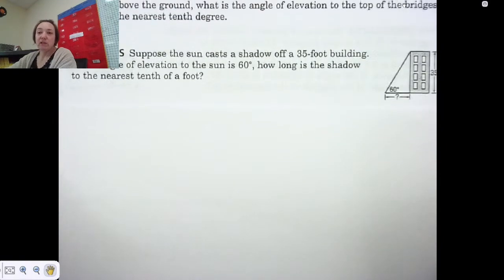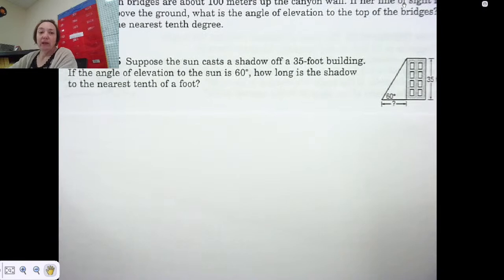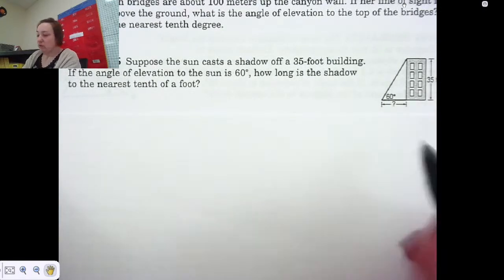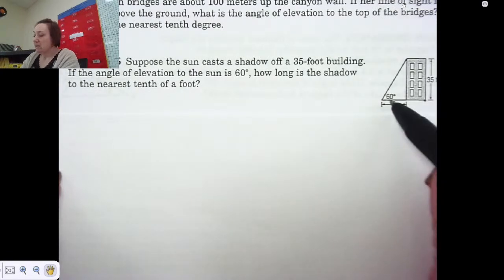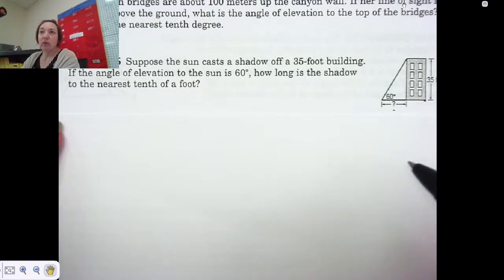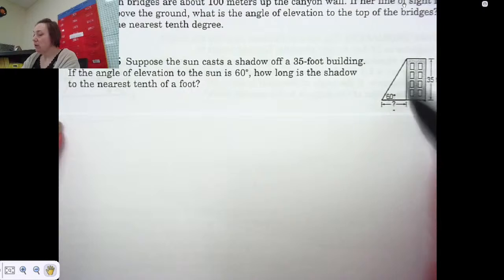Let me pull this down just a little bit. Okay. So this building's 35 foot tall. It says it's a 60-degree angle of elevation, so we know this is 60 degrees right here. And we're wanting to know how long the shadow is. Do y'all see that right triangle that's created? Okay, what part of that right triangle do we know?